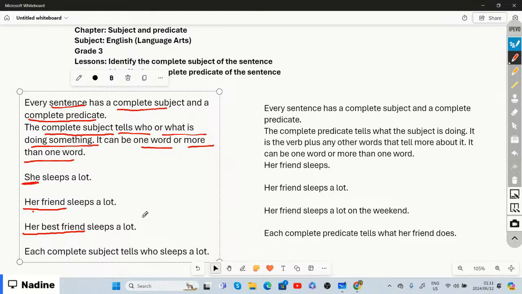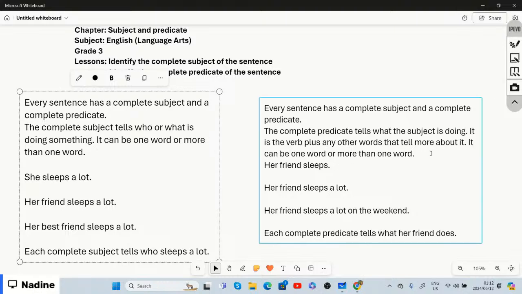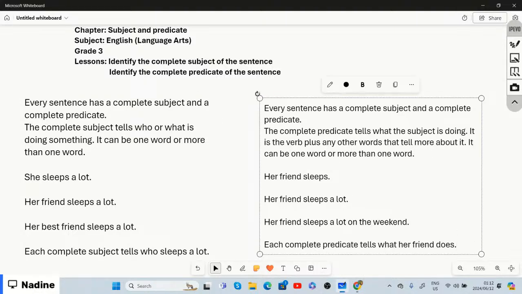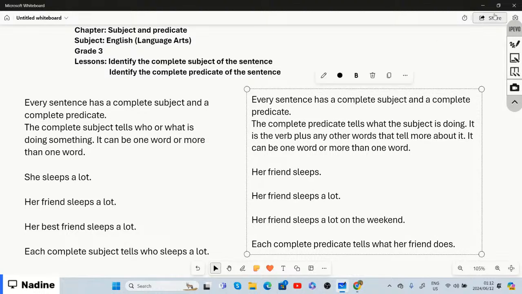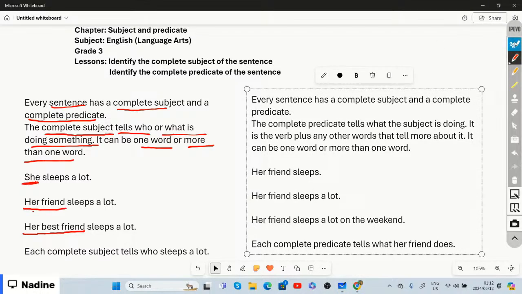All right, so then we also have a predicate. Like our chapter says, subject and predicate. We went over the subject, and we said a subject tells us either who or what is doing something. Then we also have a predicate. Every sentence has a complete subject and a complete predicate.